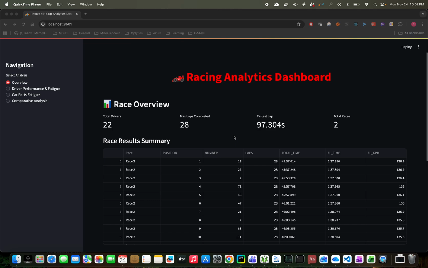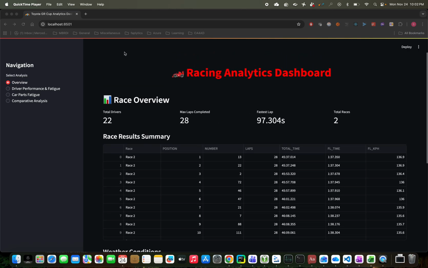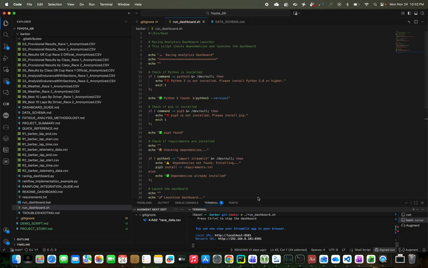One is, when is a driver getting fatigued? Two, when should we replace car components or the individual car parts? Let's go in. So this is the dashboard. Currently, I am hosting it locally on my VS Code. So I use this script run_dashboard.sh.